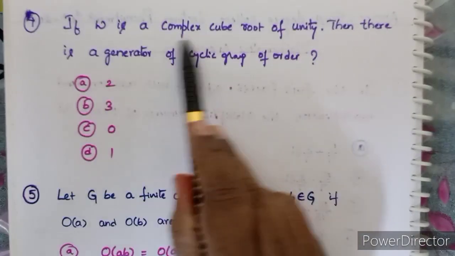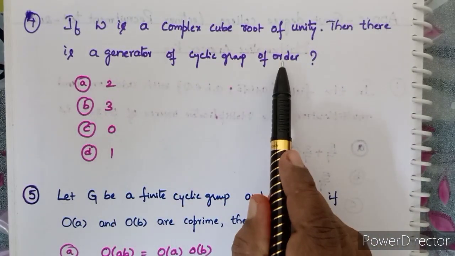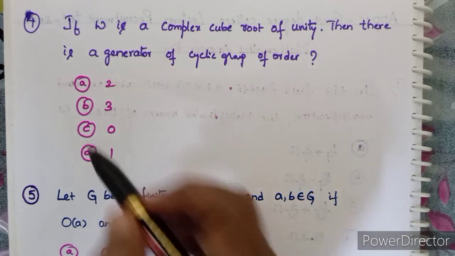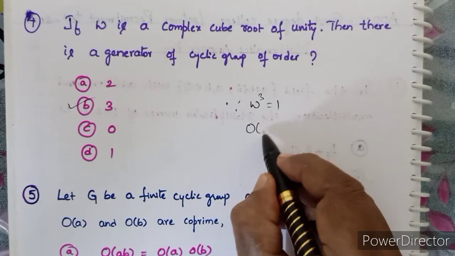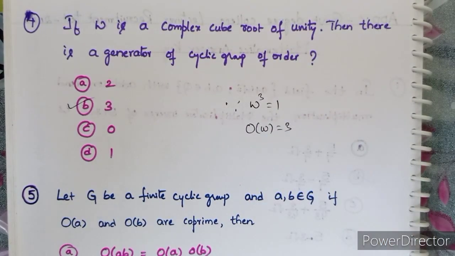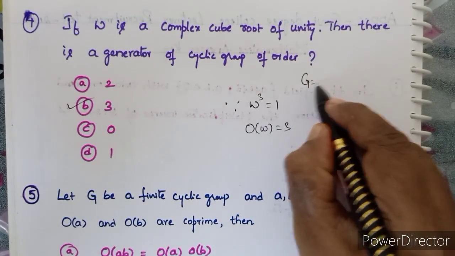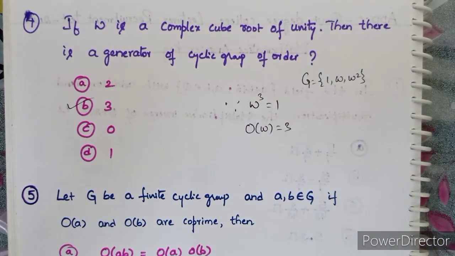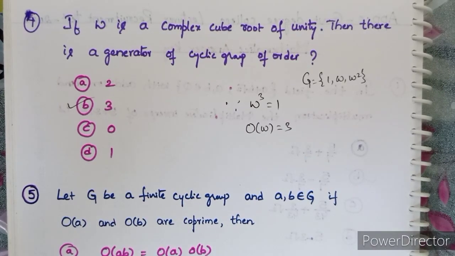Question. If omega is a complex cube root of unity, then omega is a generator of a cyclic group of order: option A, 2; option B, 3; option C, 0; option D, 1. Option B is correct. Since omega cubed equals 1, the order of omega is 3. In the cyclic group {1, omega, omega squared}, both omega and omega squared are generators. The order of omega is 3, and omega squared also has order 3.